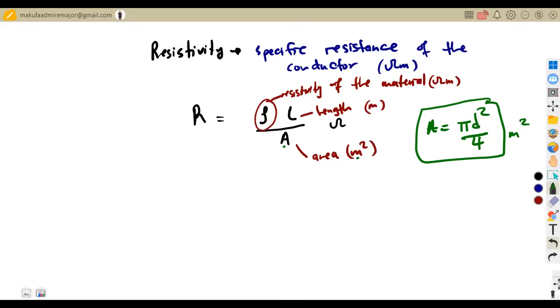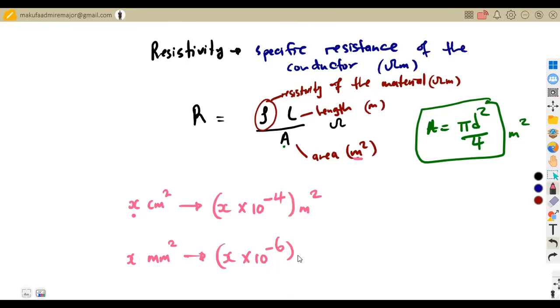Sometimes they might give us the area in different units, so we need to know the conversion. If we are given our area in square centimeters, let's say x square centimeters, we are supposed to have this area in square meters. You multiply by 10 to the exponent of -4. If you are given the area in square millimeters, you multiply this by 10 to the exponent of -6. That is to convert your area to square meters.